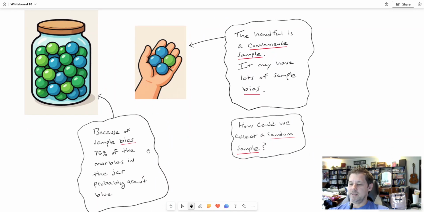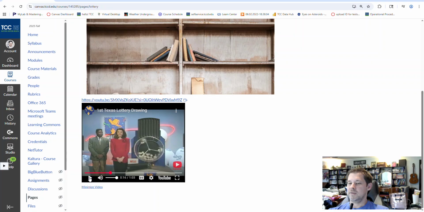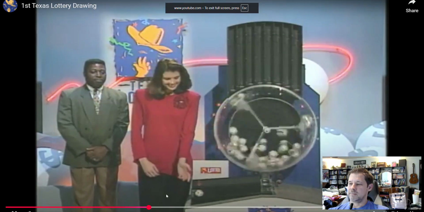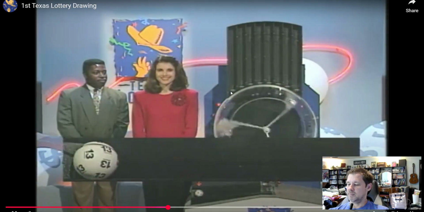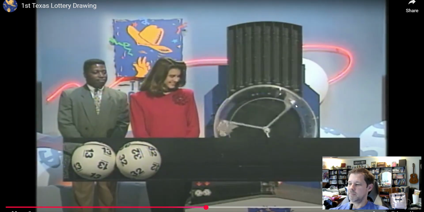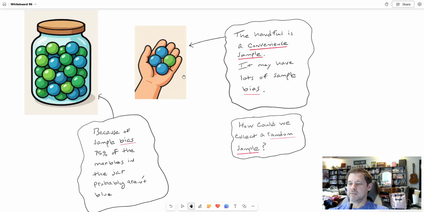Now, how could we do that? How do you think we could collect a random sample? So I'll show you something. Here is a video of the first Texas lottery drawing, and I notice they have a machine that mixes up the lottery balls that have different numbers on them as they're selected. Imagine if the people just reached their hand in there and took some, there'd probably be all kinds of accusations of bias. So maybe something like that would allow us to do this. If we could mix those up and they randomly fall out, that would probably be closer to getting a random sample and closer to removing some bias.